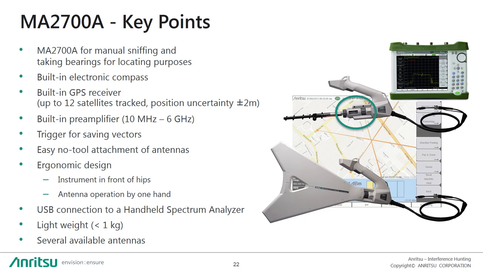The Handheld Interference Hunter from Anritsu is very user-friendly and light, and you can operate it with one hand. It comes with a built-in electronic compass, GPS receiver, and preamplifier. It has a trigger button for saving bearings. And no special tools are needed for attaching antennas, and it connects to the instrument via a USB cable.